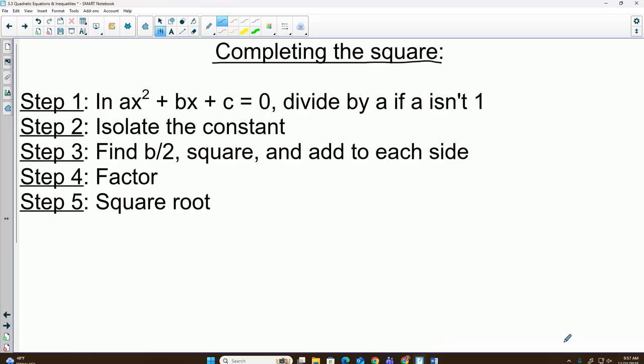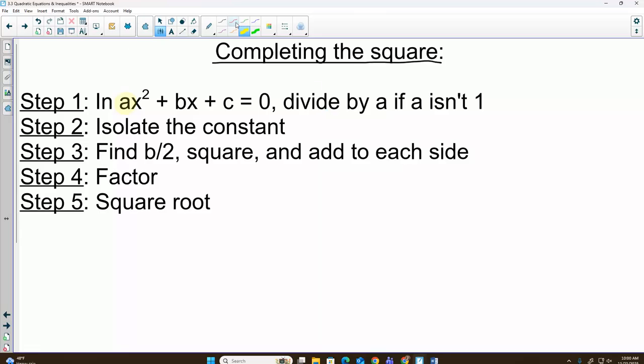I'll let you write for a minute and then I'll talk about it. A quadratic equation set equal to 0. In that, your a value has to be 1. So if you have anything else there, you have to divide by that coefficient. Then, we move the constant to the other side. So one side has the x terms, the other has our constant.